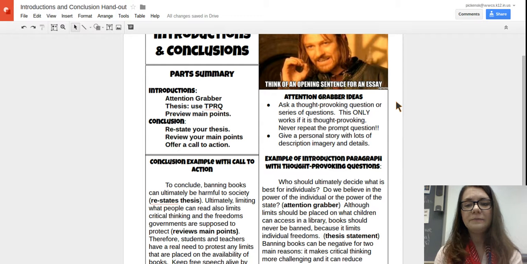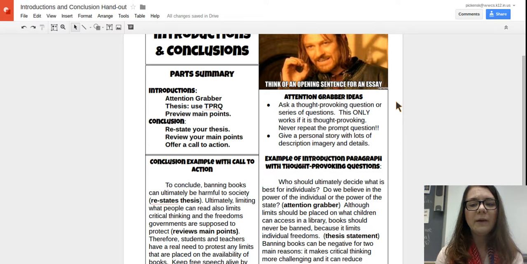And this only works if it's actually a thought-provoking question. Again, not mimicking the prompt, but something that is a controversy within your topic, or something that requires a little more in-depth thought. But the other thing I've seen students do with this is they sometimes create a question that has a lot to do with their topic, but if it's the first thing you read in their essay, it seems like that question just comes out of nowhere.